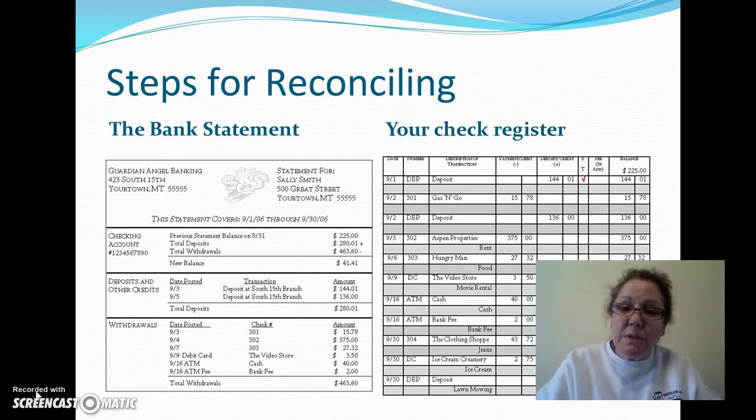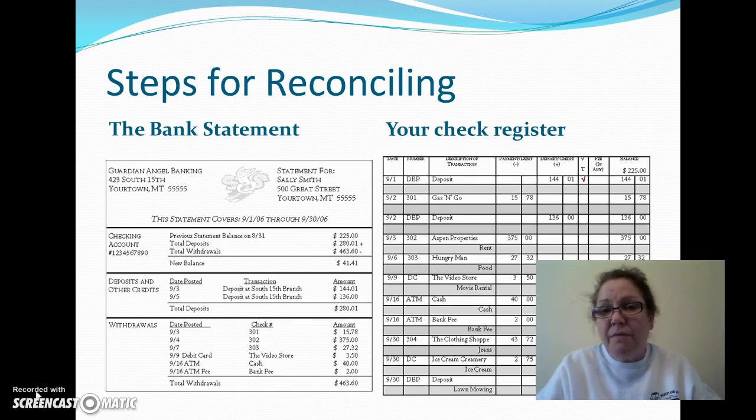What you're going to do is lay these out in front of you, and you're going to check off what's the same. You'll notice there's a red check mark on the top of your check register for deposit 14401, and you're going to see on your bank statement that that's the first transaction listed under deposits and other credits. You're going to do this for every transaction that you see on your bank statement.